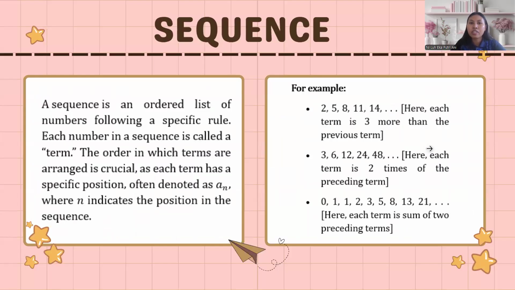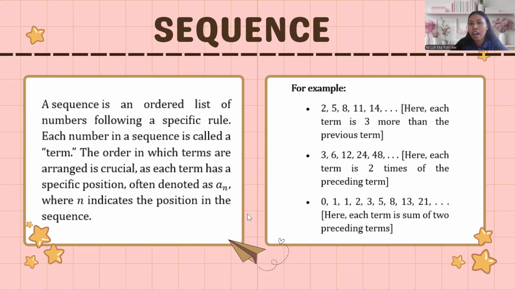Our first topic is sequence. What is a sequence? A sequence is an ordered list of numbers following a specific rule. Each number in a sequence is called a term. The order in which terms are arranged is crucial, as each term has a specific position, often denoted as a sub n, where n indicates the position in the sequence.